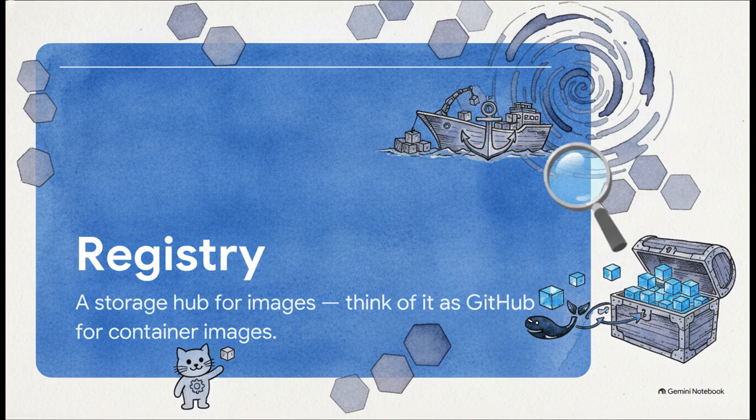The most popular public registry out there is Docker Hub. You can think of Docker Hub just like GitHub, but instead of pushing and pulling raw source code, you're pushing and pulling fully packaged, ready-to-run container images that anyone on your team can grab and use.